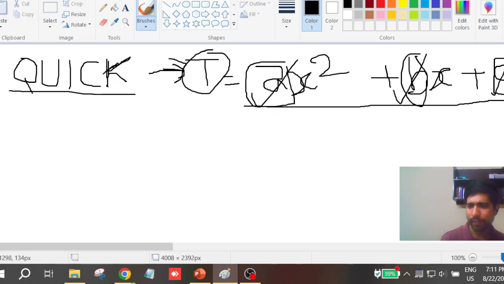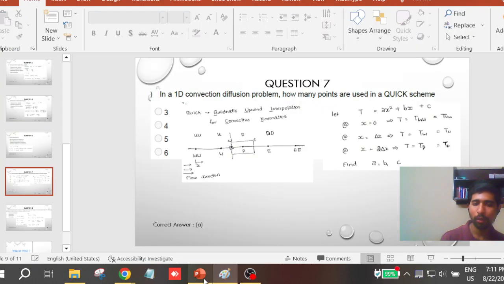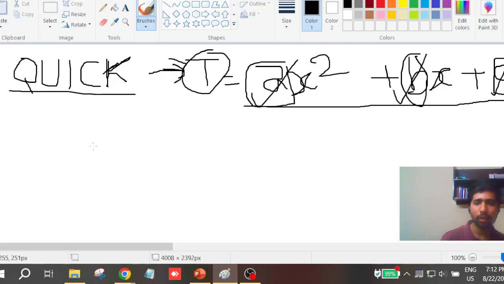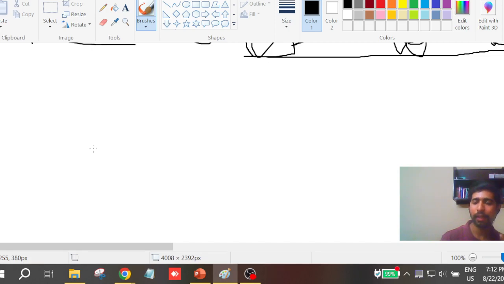So we need 3 points, right? So three nodal points' temperature values we need. So that is the answer for this question: how many points are used? It is 3 points. But let me also explain the derivation, and this is a general derivation. You can apply it for second order upwind also. I don't know whether this was there in the weekly content or not. As far as I saw, I did not find it. So just let me tell you.